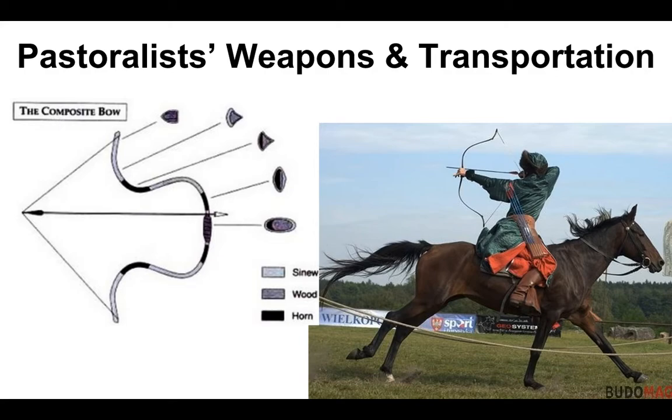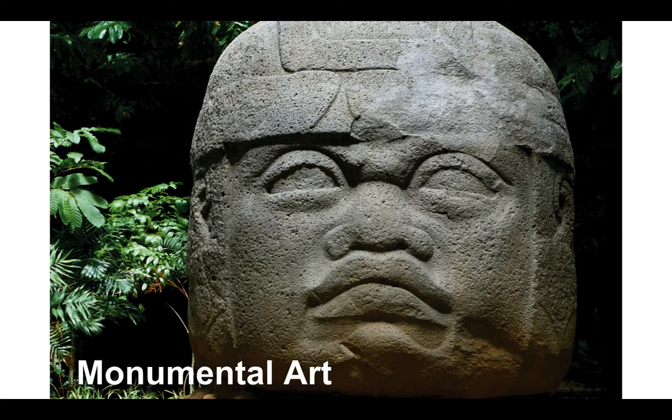Okay, early civilizations developed distinct cultures. Here we see an image of a big head. Yes, that's what it's called. That was made in the Olmec society in Mesoamerica. Now, this is an example of monumental art.